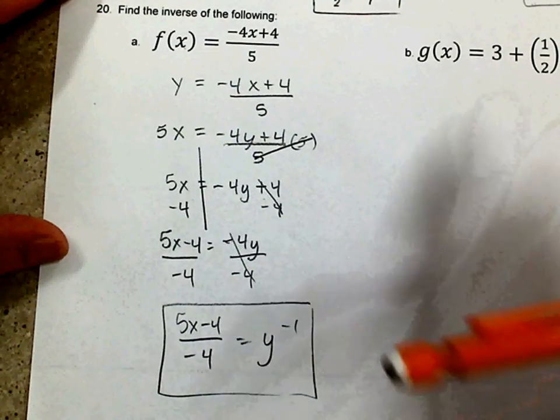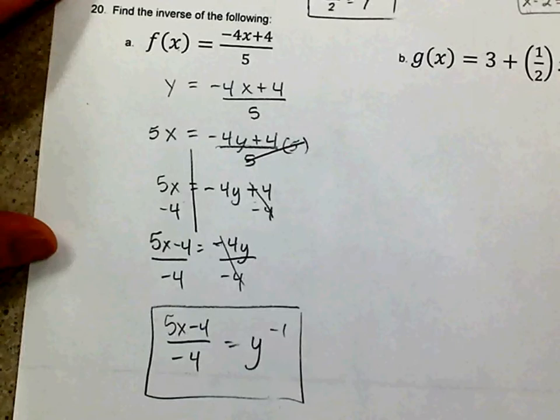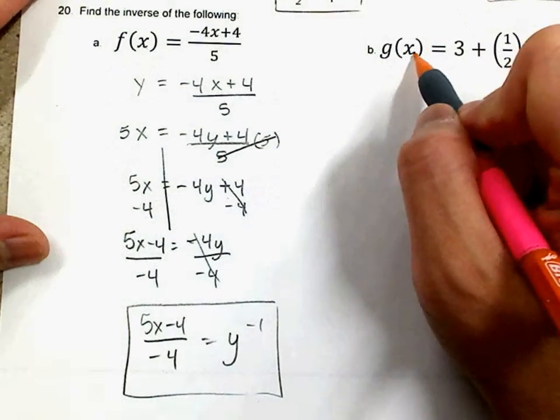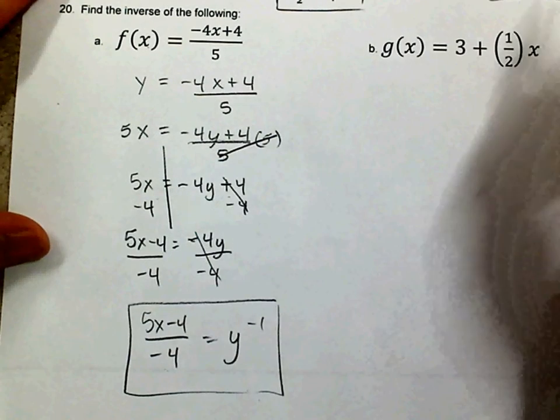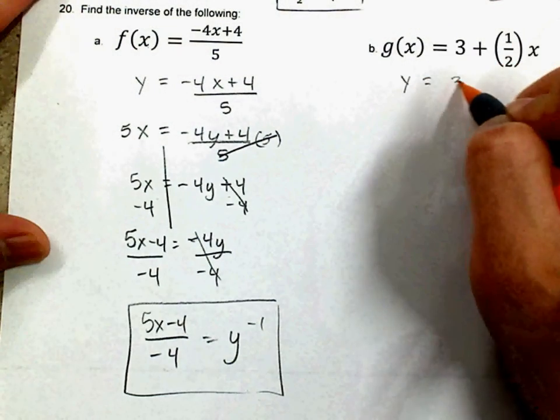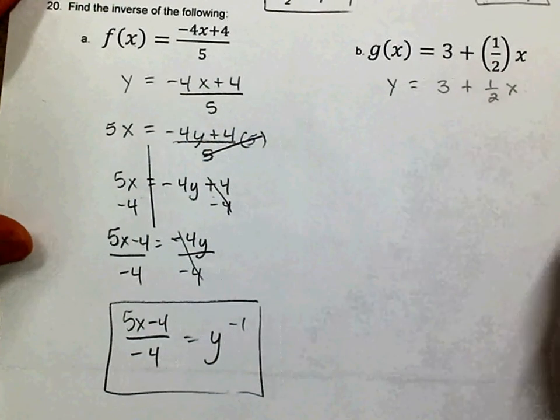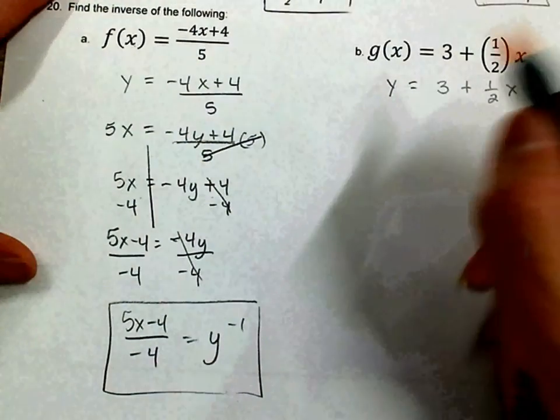Okay. All right, let's look at B. Everything good? Okay, instead of g of x, what can I put in that place? y equals 3 plus 1/2 x. Okay? Step number 1, what do we do? We switch it. Very good.